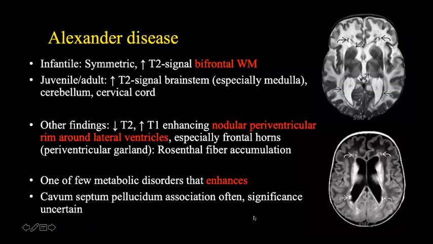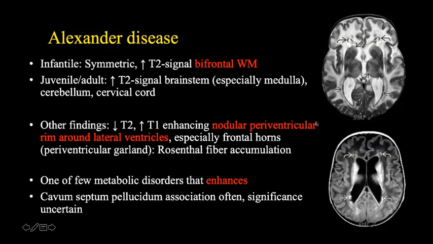Wow, good job. Okay, so it's Alexander disease. It depends on the age of presentation. The infantile form shows symmetric increased T2-weighted signal in the bilateral frontal white matter. The juvenile form will have more involvement of the cerebellum, the brainstem, and the cervical cord.